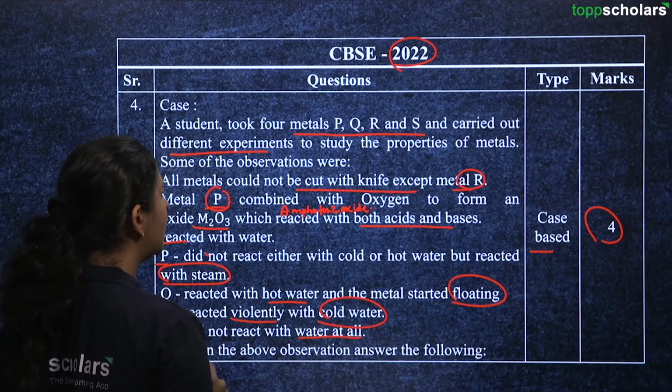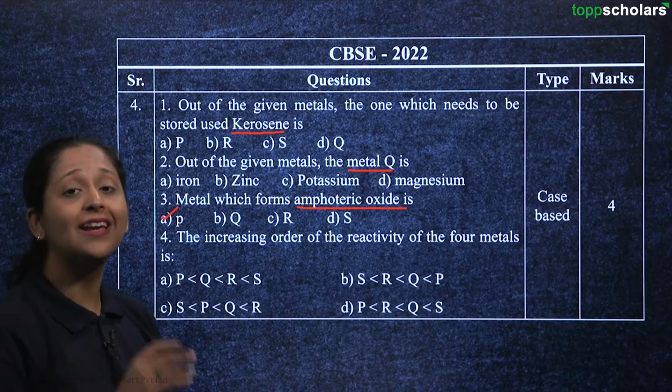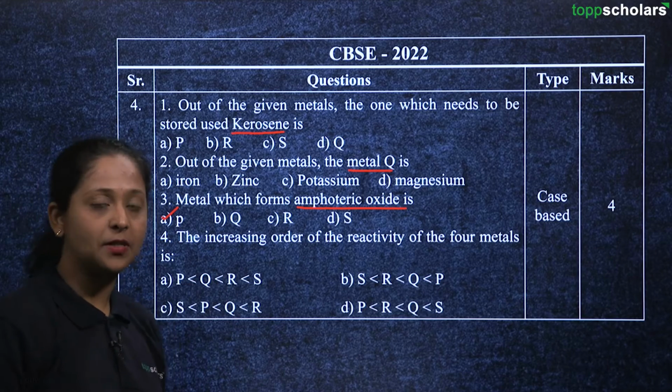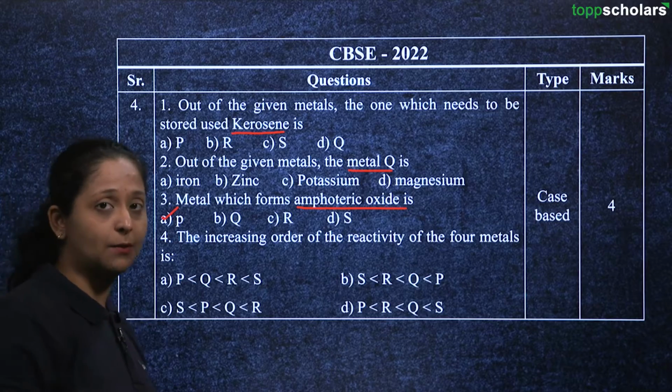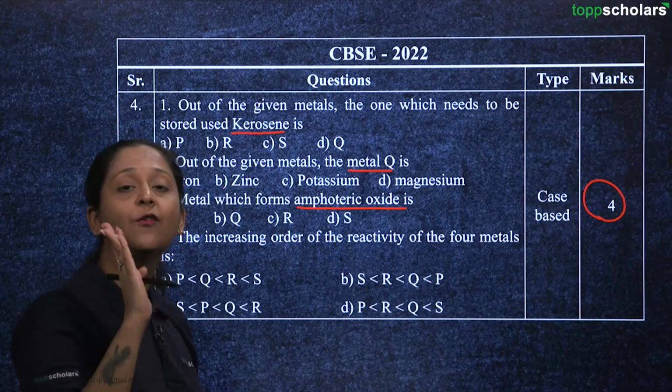So your metal P forms the amphoteric oxide, and then you have to show the increasing order of reactivity of all the four elements. So in the detailed study of that case study, or the information of the experiments which is given, you can answer all of these questions to score 4 easy marks.